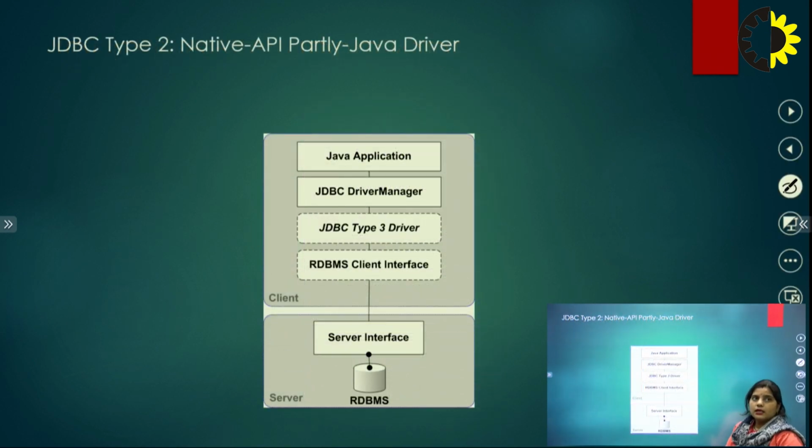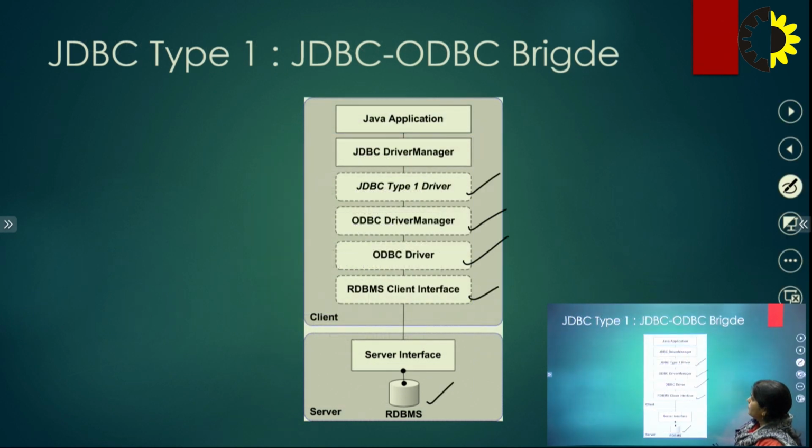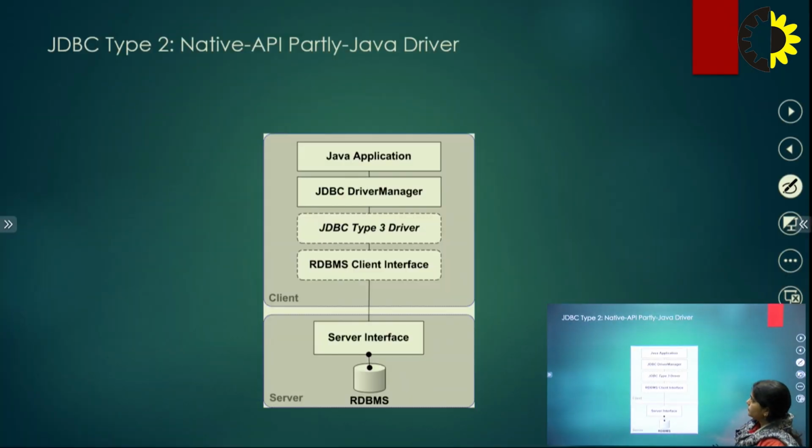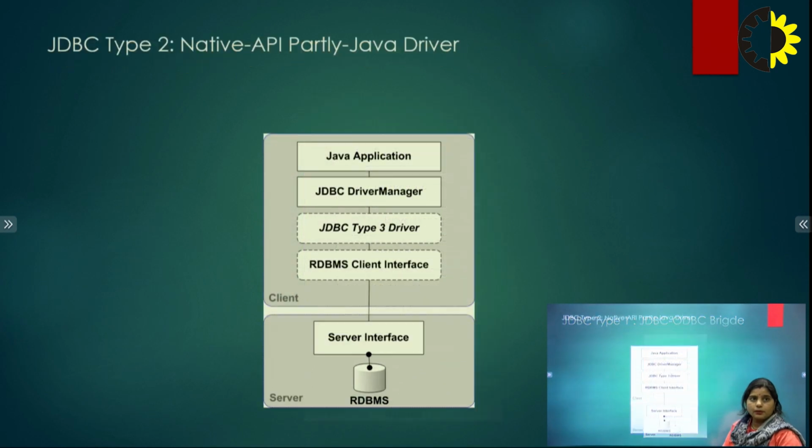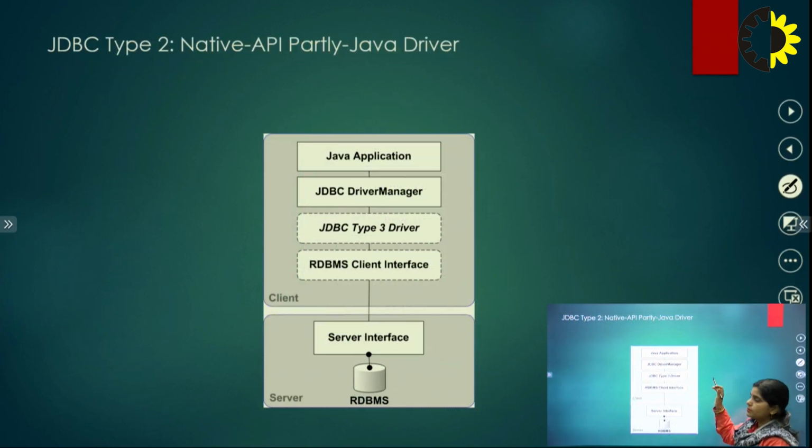The second one is the native API partially Java driver. Here we can simply differentiate that we have only the Java application, then the driver manager, and then the driver only. There is no use of the ODBC driver manager and ODBC driver; there will be no concept of that particular part in the type 2 driver topology of JDBC.